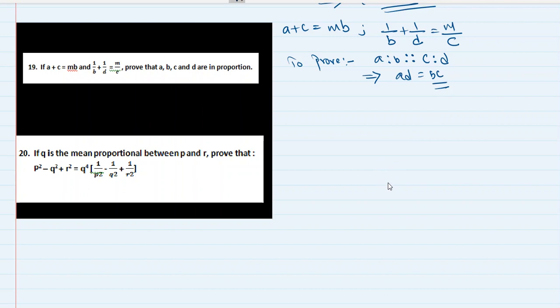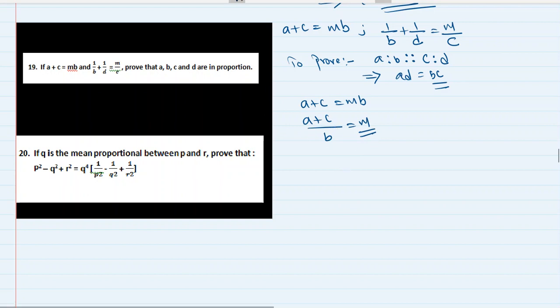This looks easy to me. I think what I'm going to do is, see, I have been given A plus C is equal to MB, right? So I'm going to write it as (A plus C) by B is equal to M. So I got the value of M.